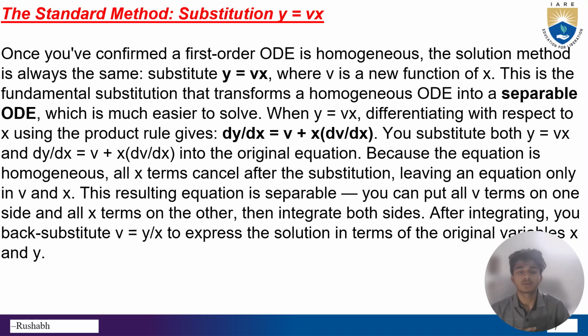Differentiating with respect to x using the product rule gives dy/dx = v + x dv/dx. You substitute both y = vx and dy/dx = v + x dv/dx into the original equation. Because the equation is homogeneous, all x terms cancel after the substitution, leaving an equation in v and x. This resulting equation is separable. You can pull all the v terms on one side and all the x terms on the other side, then integrate both sides. After integrating, you back substitute v = y/x to express the solution in terms of the original variables x and y.